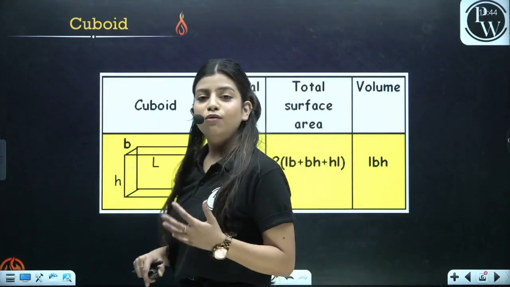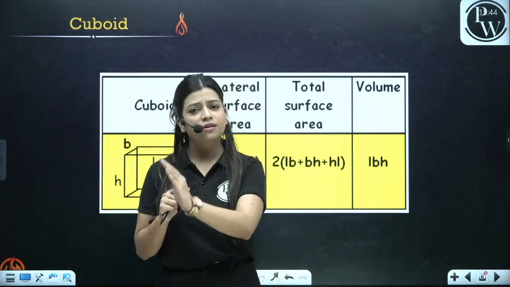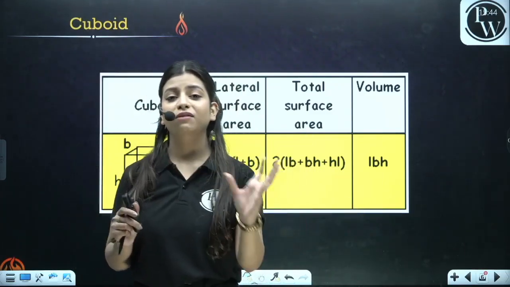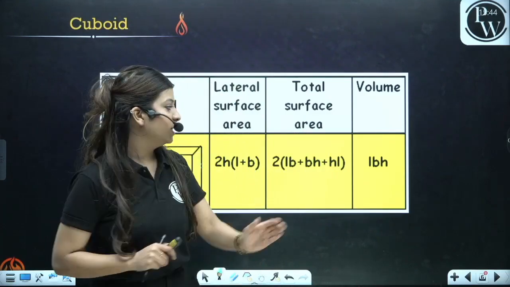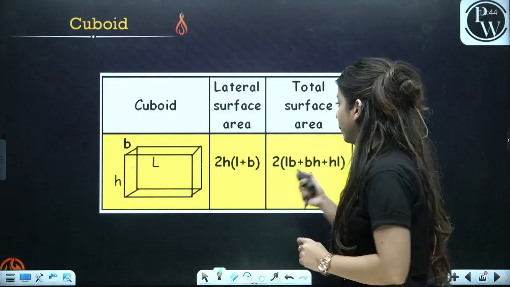Now talking about the volume. In the case of a cube, we have side into side into side. Again in this case, we have side into side into side, but the sides are respectively length, breadth and height. So L into B into H will give you what? The volume of your cuboid.